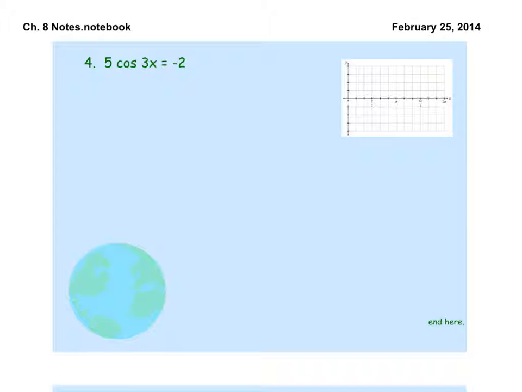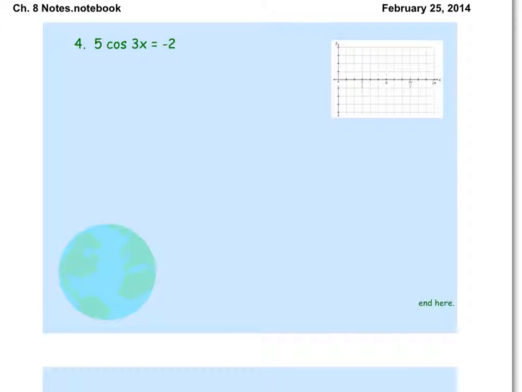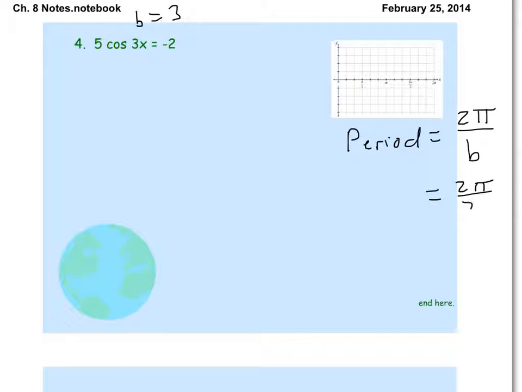One more example. Before I even do any solving, I want to pay attention to the period. That's 2 pi over b. Very important to recognize from this example that b is 3. There's the period. That is going to affect how many solutions I have. When I just solve and then use the inverse to get 2 of them, there's going to be others. I'm not expecting to just have the 2 that I typically get.